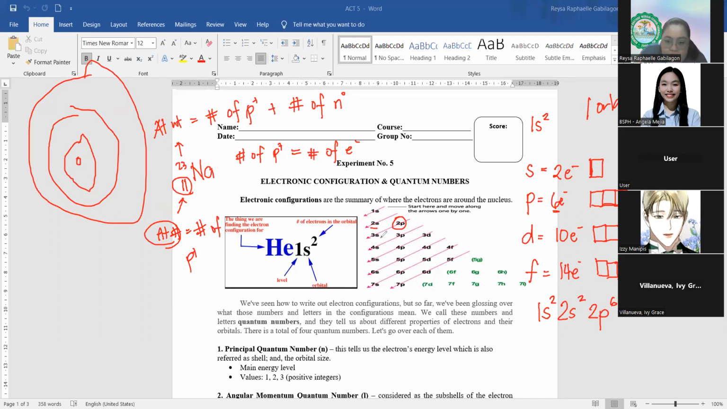What's the next one after 2p? It's 3s. Pero this time, you just write 3s1. Kasi nga 11 lang yung electrons. Hindi mo na siya kailangang ilagay na 3s2. Kasi magsobra na yun siya. Hindi na yun siya sodium. Okay? So 1s2, 2s2, 2p6, 3s1. That is the electron configuration of our sodium.